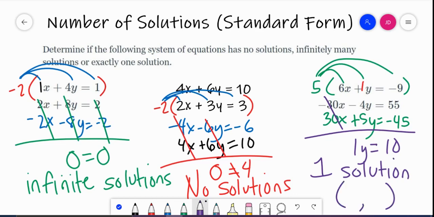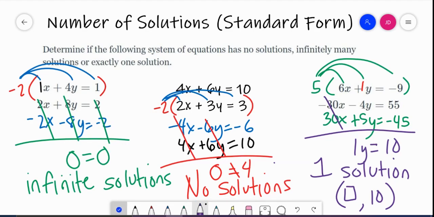Well, we know my y value is 10, and if I do some quick math here, you will get an x value. I don't want to waste too much time doing that, but you will get an x value here. So when the x's and the y's don't cancel out, you will have one solution. You can solve it and get a set of coordinates.